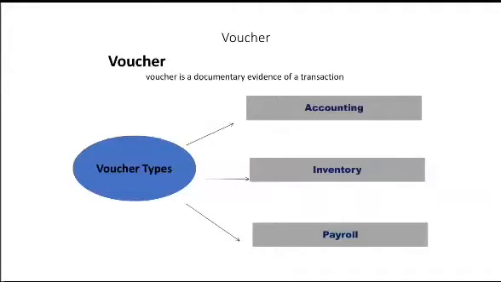This voucher is classified into three sections. One is accounting, another one is inventory, and last one is payroll. In this accounting transaction, all the items which are included in the accounting part are separated into accounting voucher. And next one is inventory types. What is inventory voucher? The vouchers which are included in the inventory section, which take part in the inventory process only. That type of vouchers are placed only in inventory voucher.